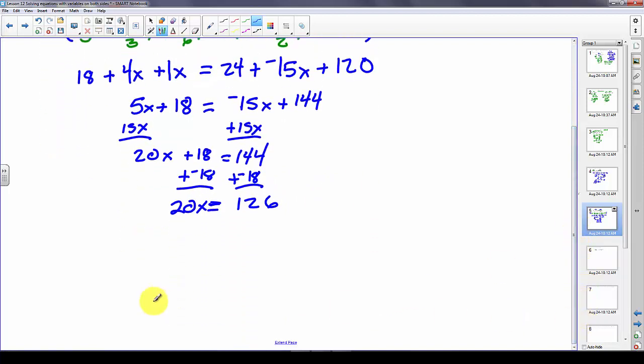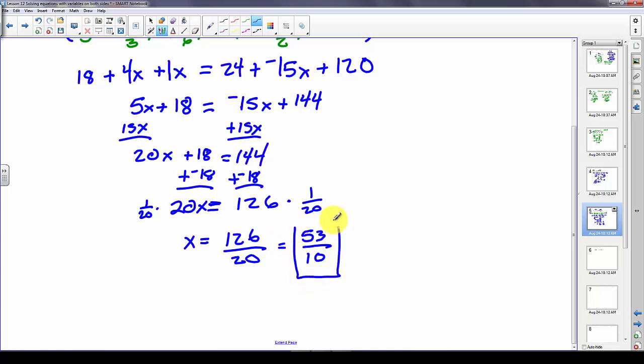I need to isolate the x once again, so I'll multiply both terms by 1/20. And you'll notice x is equal to 126 over 20. I know 2 goes into both of these, 63 times in the top, 10 times on the bottom, and I'll just leave my answer like this. No mixed numbers.